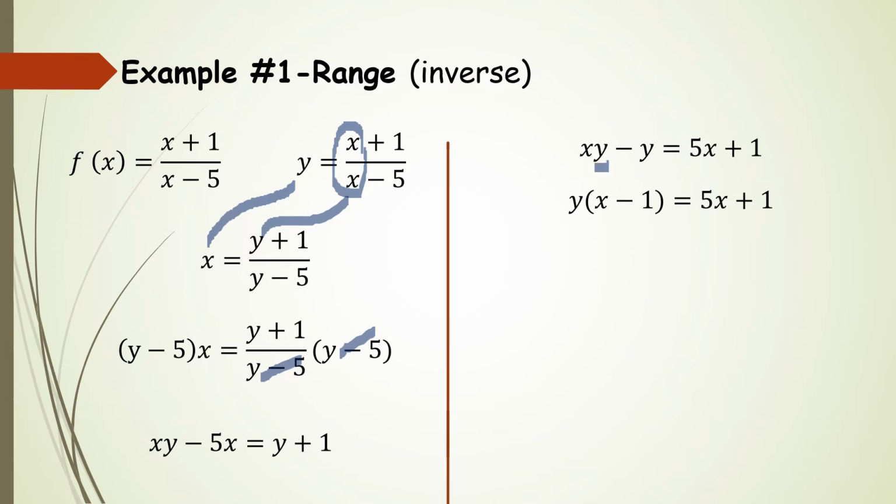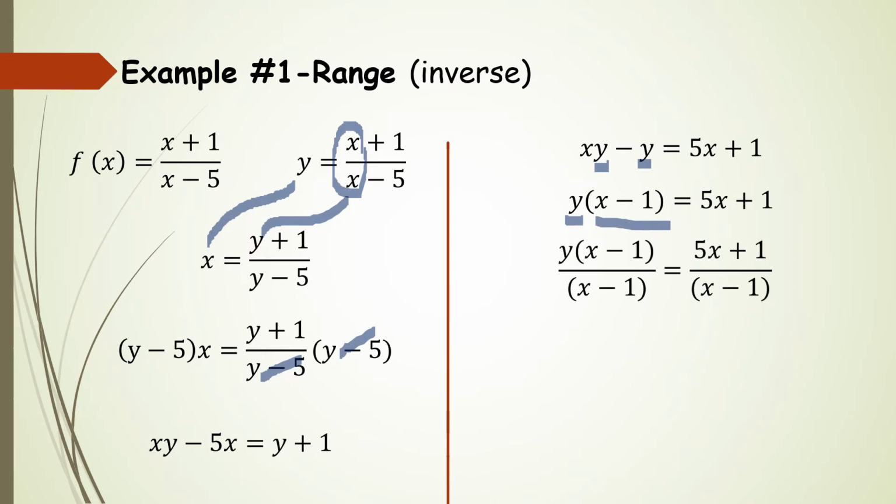Since parehang may y, factor lang natin ang y times x minus 1 is equal to 5x plus 1. Dividing both sides by x minus 1 para ma-solve ang y. Therefore, we will get y is equal to 5x plus 1 all over x minus 1.